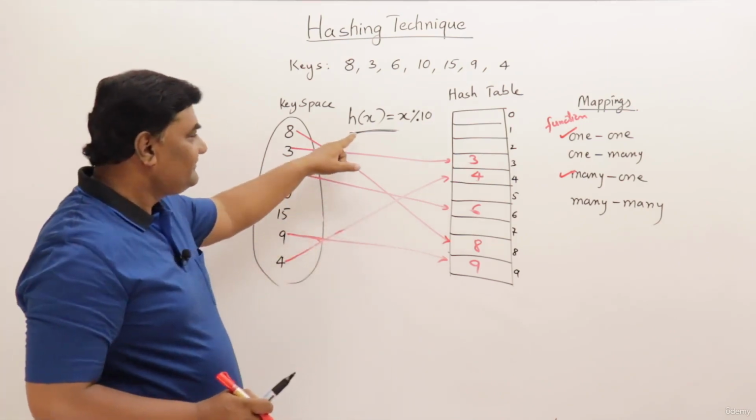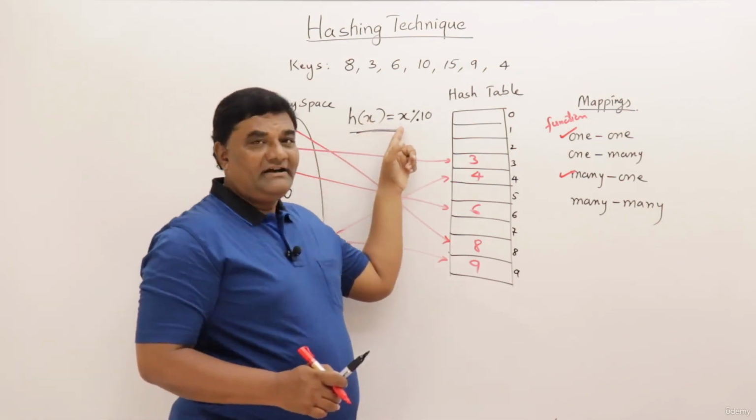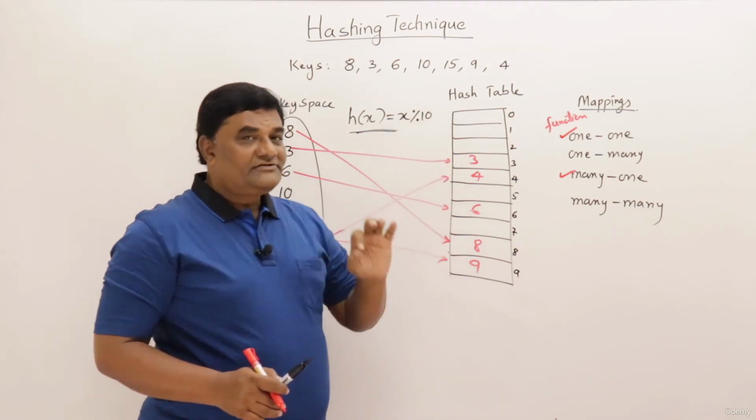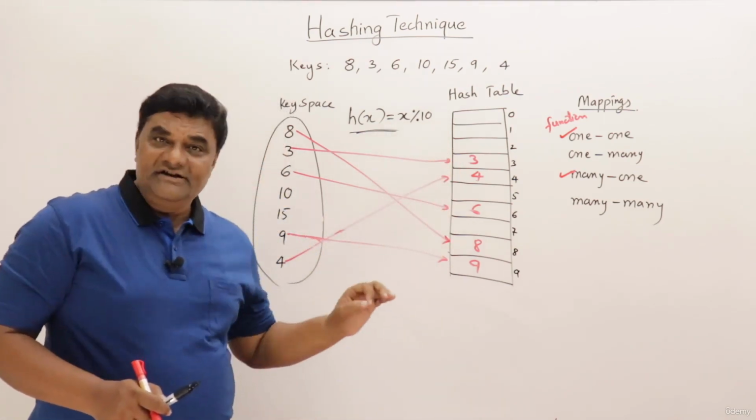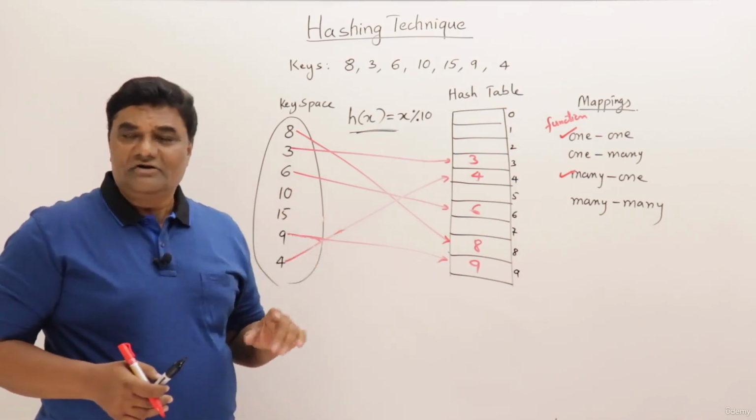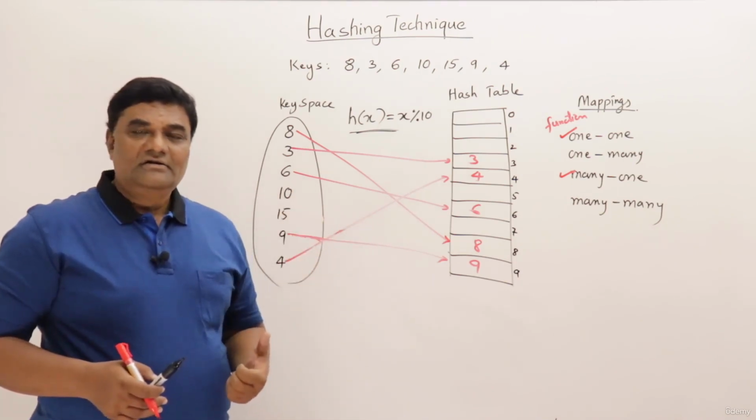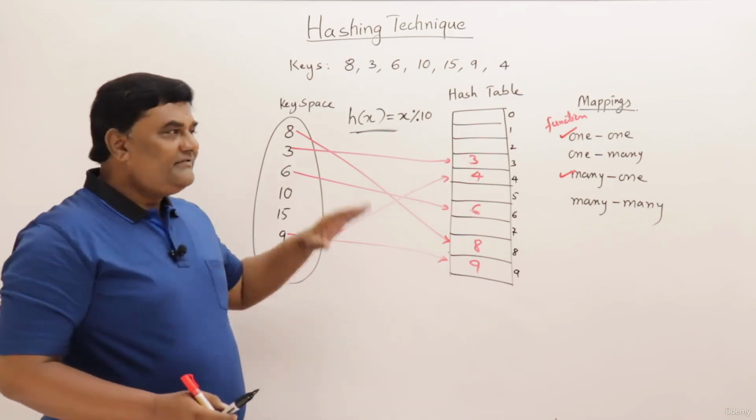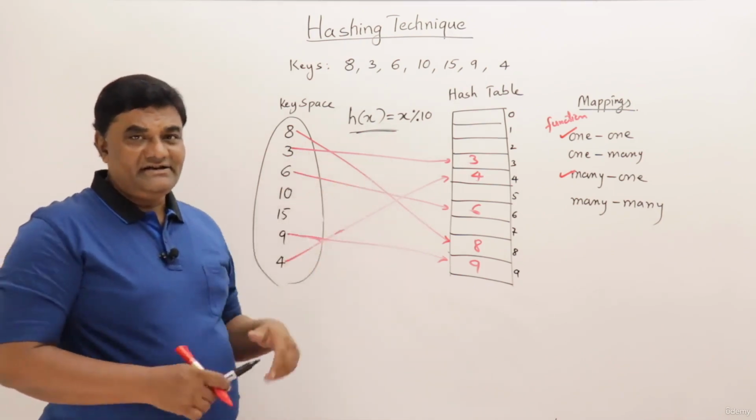So what should be the hash function? The hash function is modified to x mod 10. So this hash function will never give you a value greater than 9. You get the values from 0 to 9 only because it is mod 10. Now let us map these values once again using that hash function.